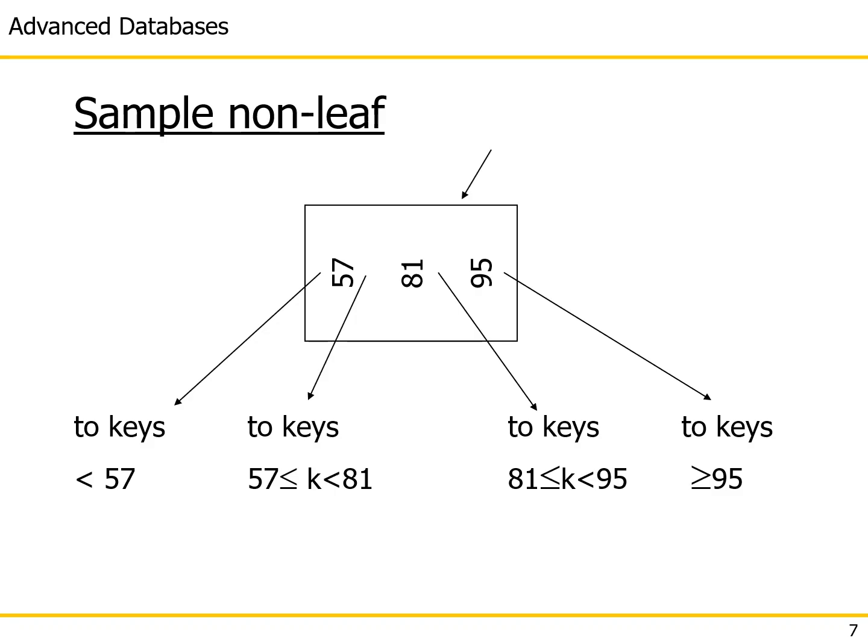Because if you are actually getting a query select star from where value equal to 85, then coming to this node, you're going to ignore the leftmost reference, the second one to the left, and then you will follow the reference between 81 and 95. You're also not going to follow the reference after 95. So you're going to follow one of the 4 references downward to the node that has keys that are between 81 and 95, including 81. And that means you've ignored the other ones. You've ignored the other children.